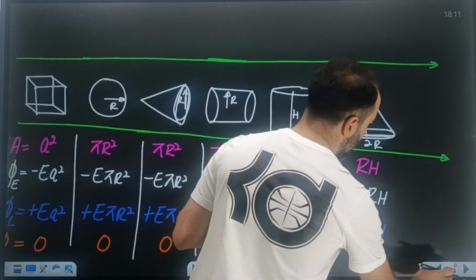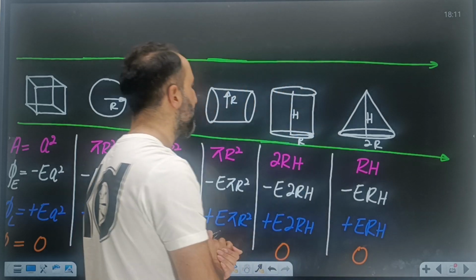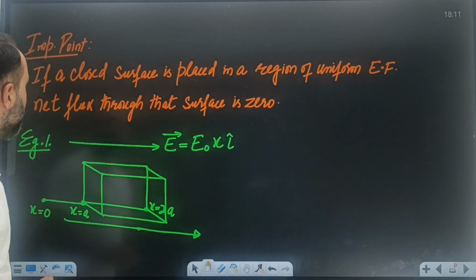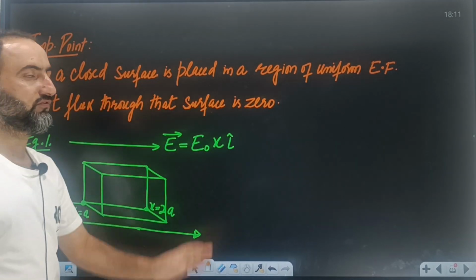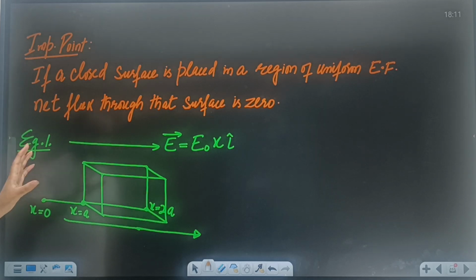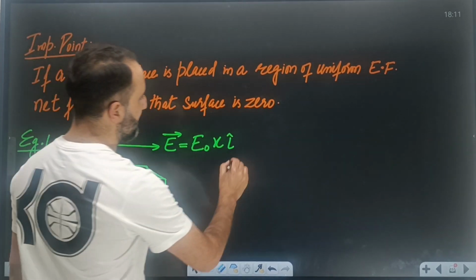Very important question. Continuously questions are asked on this very problem. Next, an important point: if a closed surface is placed in a region of uniform electric field, the net flux through that surface will be equal to 0. That's always true.